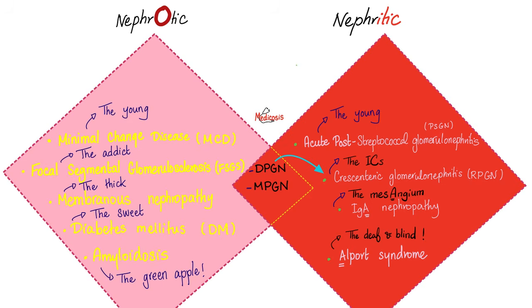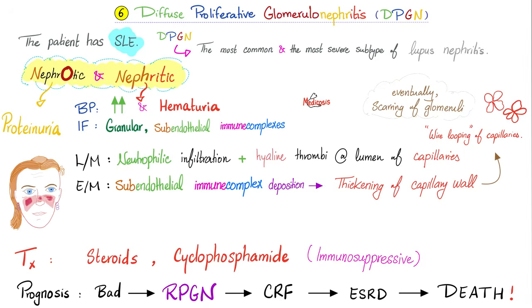Now let's talk about the subtypes of nephritic syndrome, but before we do this, let's just talk about the 2 doofuses in the middle, nephrotic nephritic syndromes. The first doofus is diffuse proliferative glomerulonephritis. Nephrotic nephritic, the patient has lupus. It is the most common and the most severe subtype of lupus nephritis. Hypertension, hematuria, proteinuria, you name it.